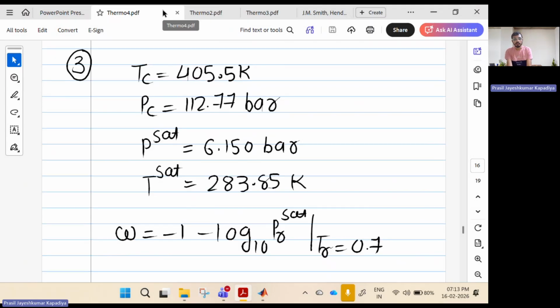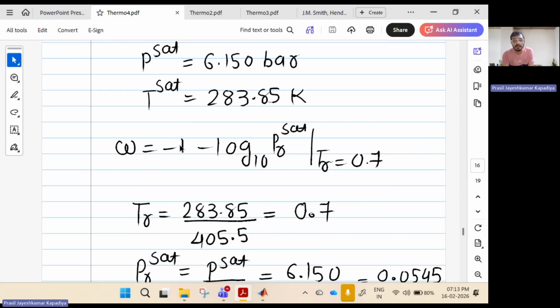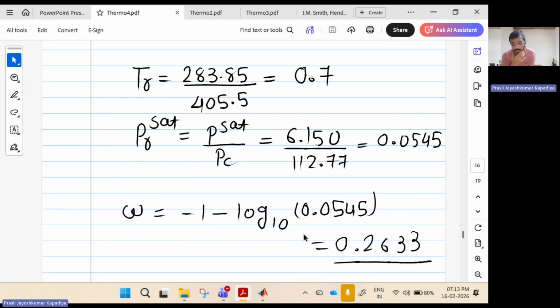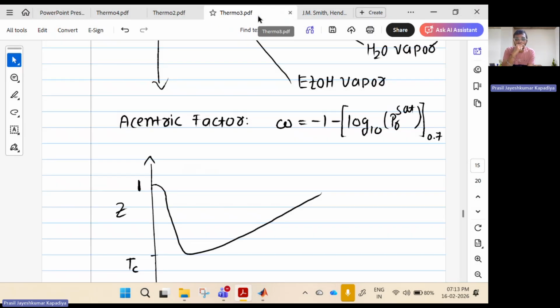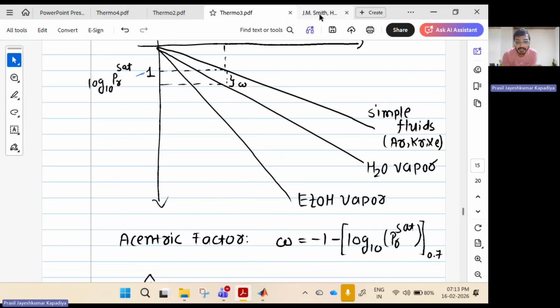So you can have a look at this solution. TC, PC, PSAT, TSAT we have. The main problem is when you do not have TR equal to 0.7, then you need to find what will be my PR sat at TR equal to 0.7. Here, TR was 0.7 by default, so PSAT was already at TR equal to 0.7. But if it is not given at TR equal to 0.7, then this will be one issue. So this is how we can estimate the value of eccentric factors.